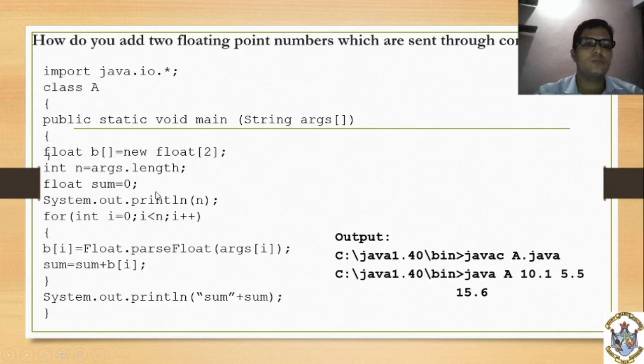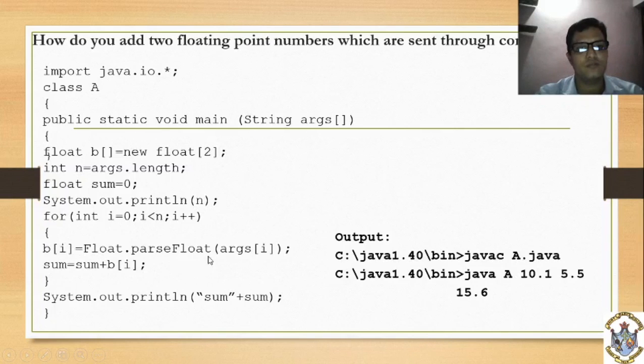Now float sum = 0. I am taking sum because our aim is the addition of two numbers. Now I am displaying the n value. Whatever arguments are supplied at runtime will be stored here and I am displaying it. For processing this I am using a for loop: for int i = 0, i less than n. Whatever value I supplied becomes n, the condition is true, and it comes here to b of i, b of 0 location.